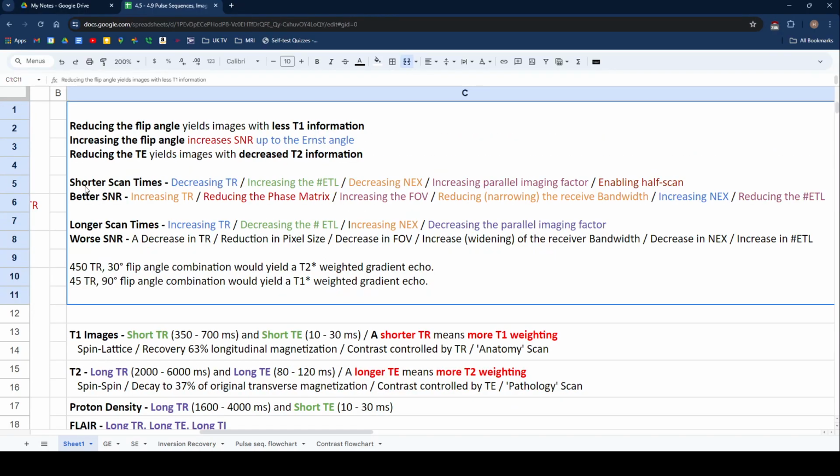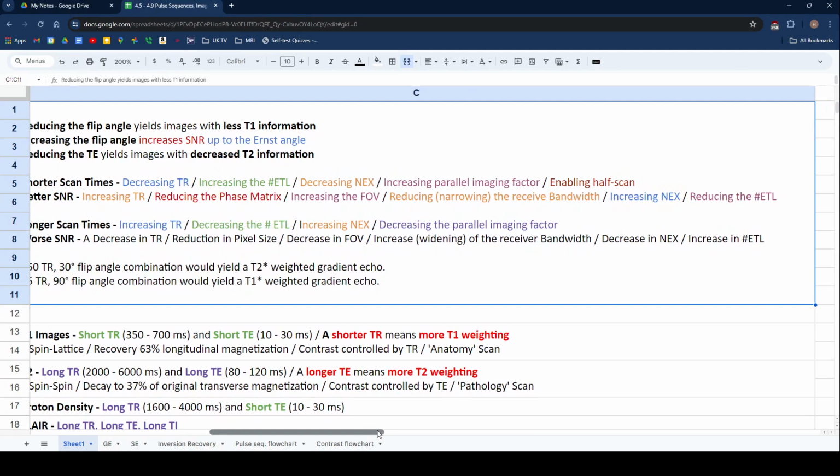So for shorter scan times, decreasing your TR, increasing your ETLs, decreasing your NEX, increasing parallel imaging factor, enabling half scan. To increase your signal to noise, you're going to increase your TR, reduce the phase matrix, increase the field of view, reduce or narrow your receiver bandwidth, increase your NEX, and reduce the number of echo train lengths.